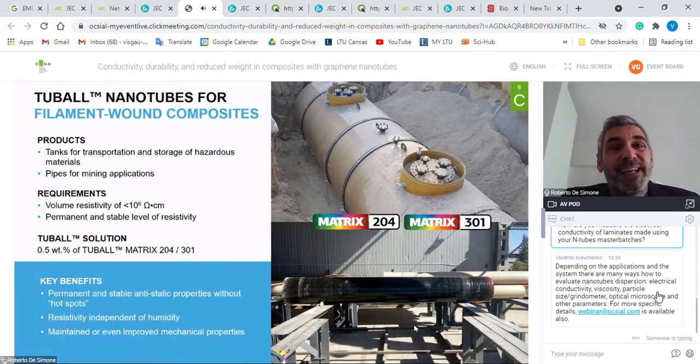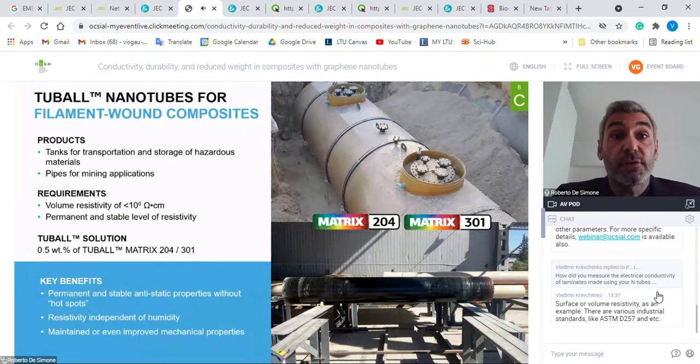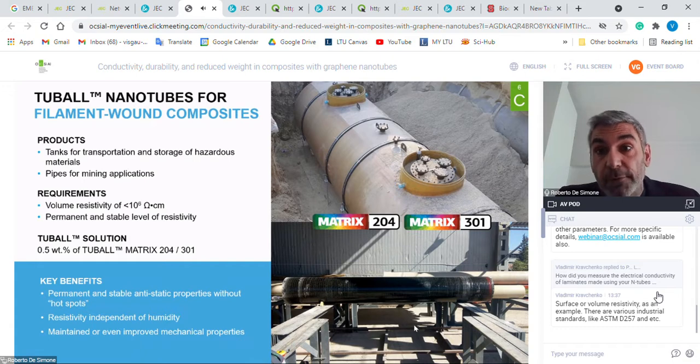Filament winding is made with glass fiber basically, and is usually used to manufacture tanks for transportation and storage of hazardous materials, or pipes for mining applications. We are talking about target resin systems like vinyl ester, polyester, or epoxy.